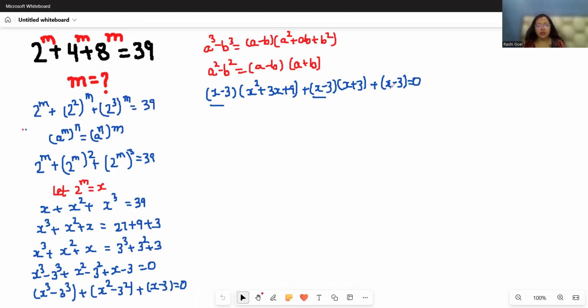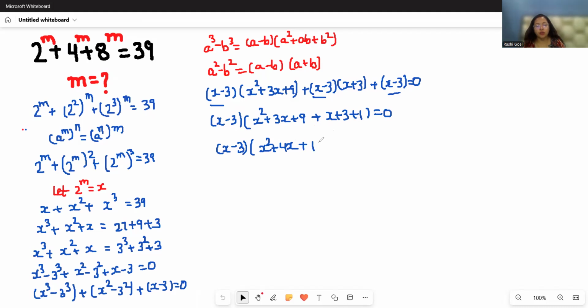Now this x minus 3, if I take common, then what is left? x square plus 3x plus 9 plus x plus 3 plus 1 equals 0. So x minus 3, x square plus 4x plus 9 plus 3 is 12, plus 1 is 13, equals 0. So here x minus 3 times this: first this case, x minus 3 equals 0, and then x square plus 4x plus 13 equals 0. So this gives x equal 3, and this is a quadratic equation.